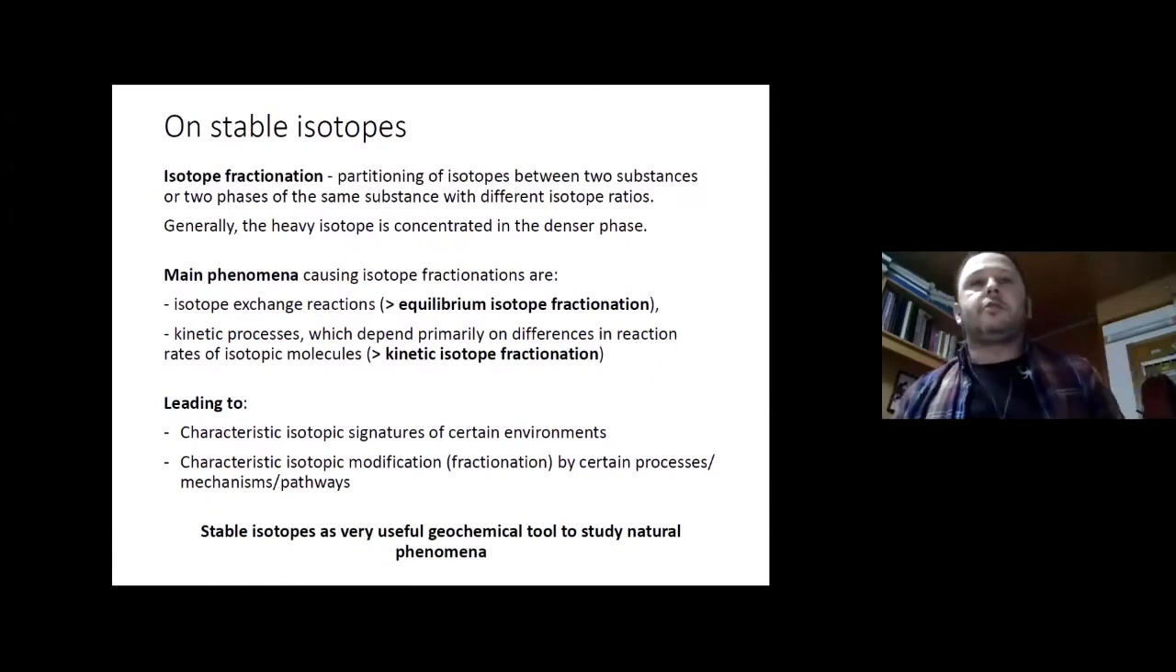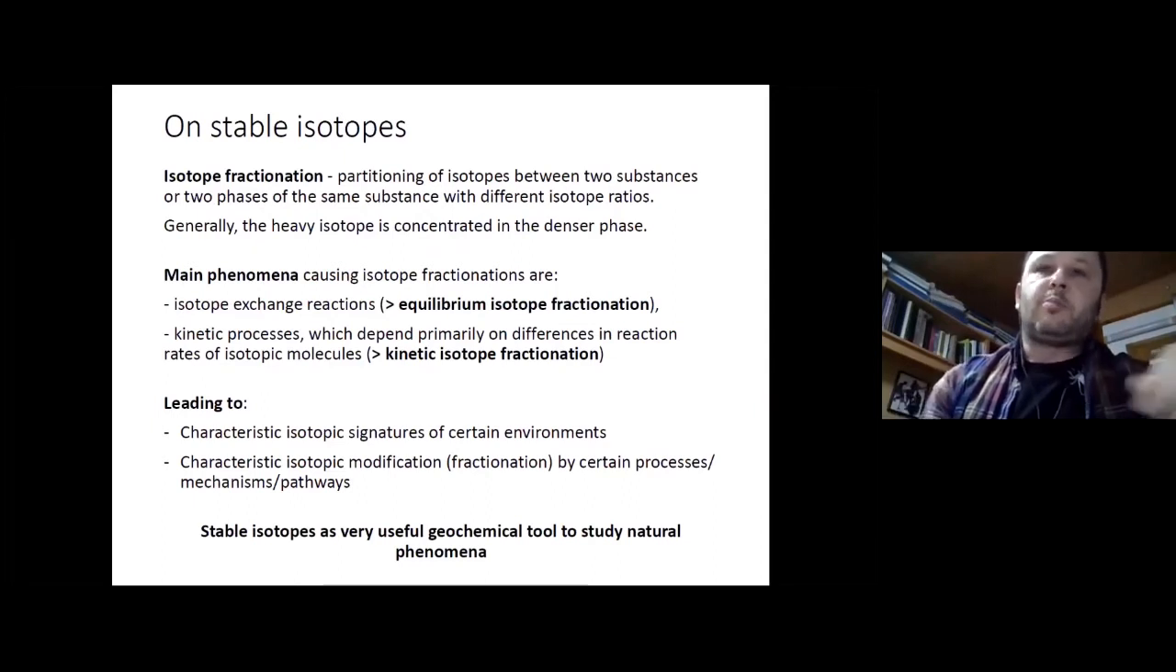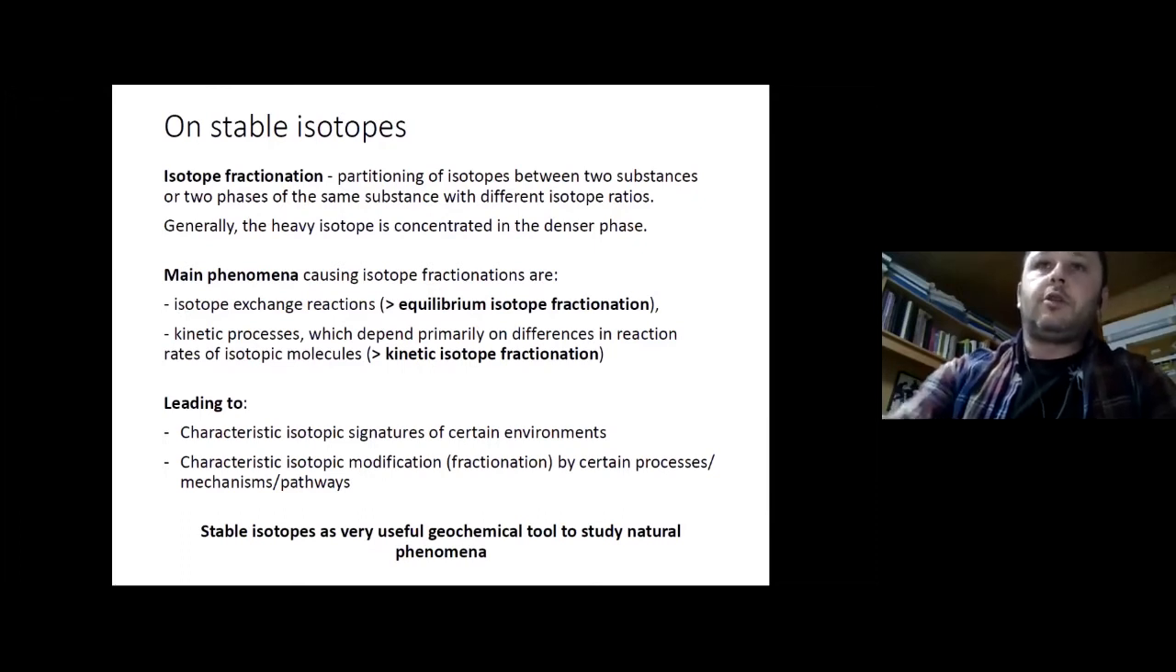A few more things. The main essence behind all of this is the process of isotope fractionation, where the abundance of these isotopes will split between two substances, or two phases of the same substance. Generally, as a note, the heavier isotope will be more concentrated in the denser phase. This is the characteristic thing. And there are a lot of phenomena which cause these isotope fractionations between compounds, between substances, or between different phases of the same substance.